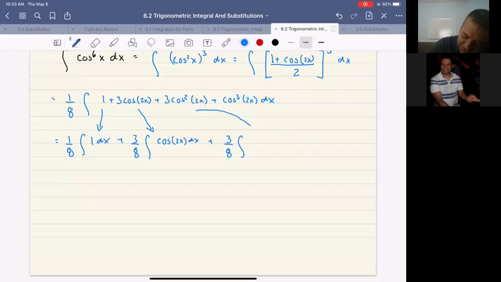Now this term, we're just going to play this game again. Cosine squared of 2x is going to be 1 plus cosine 4x divided by 2. That's easy to integrate now. Let me do one more term because that's what we got.